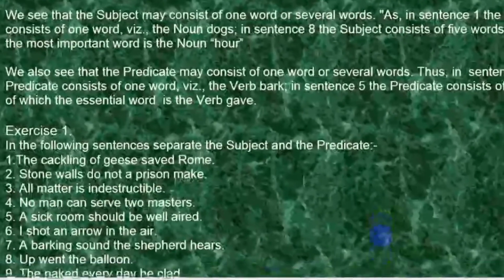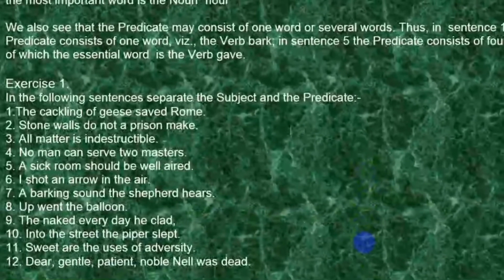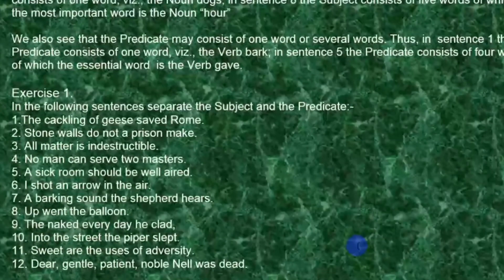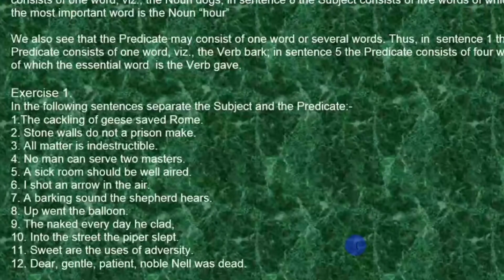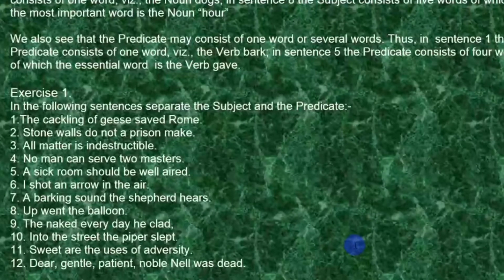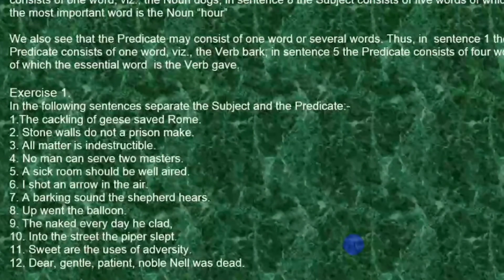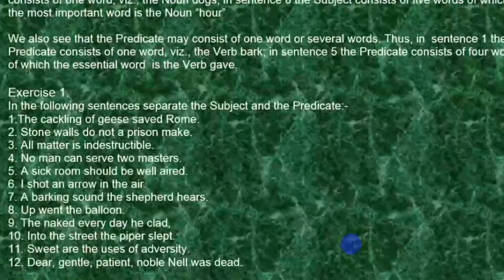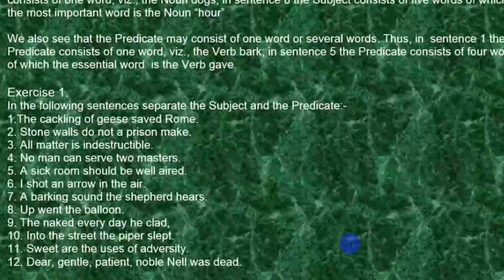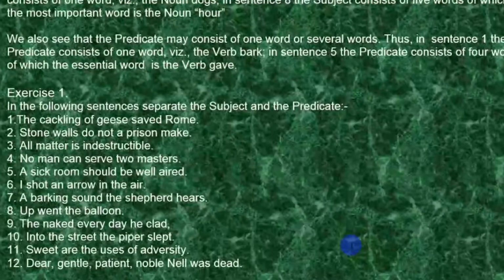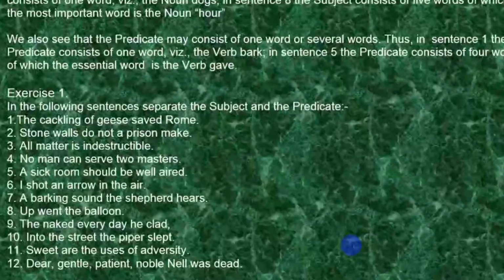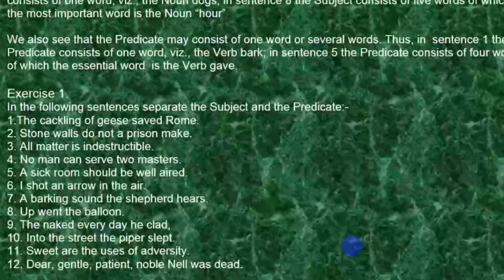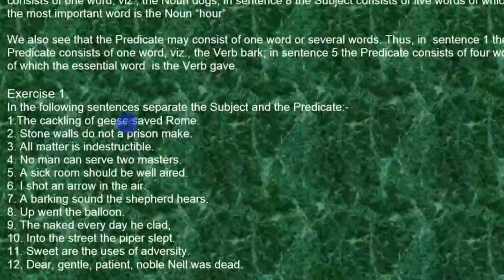So after understanding these concepts, let's do this exercise. We will not do all the sentences of this exercise. Rather, we will simply do one or two sentences. As far as the other sentences are concerned, you have to do them yourself at home and find out the answers of those sentences in the key of Wren and Martin. In this way, we will be able to move forward in the understanding of these concepts in a very quick way. So, the cackling of geese saved Rome.